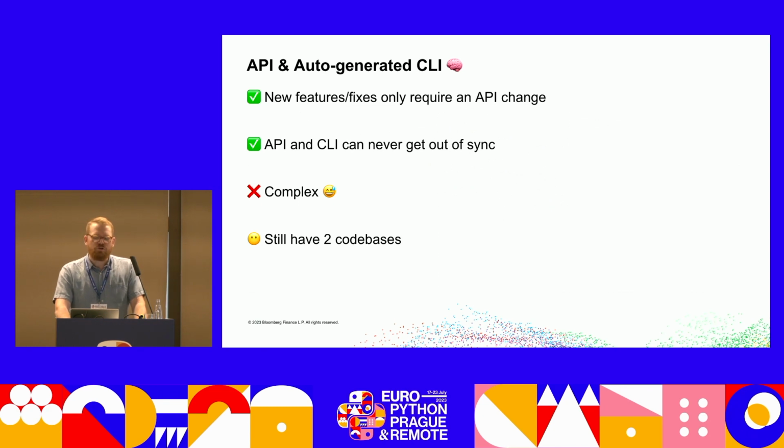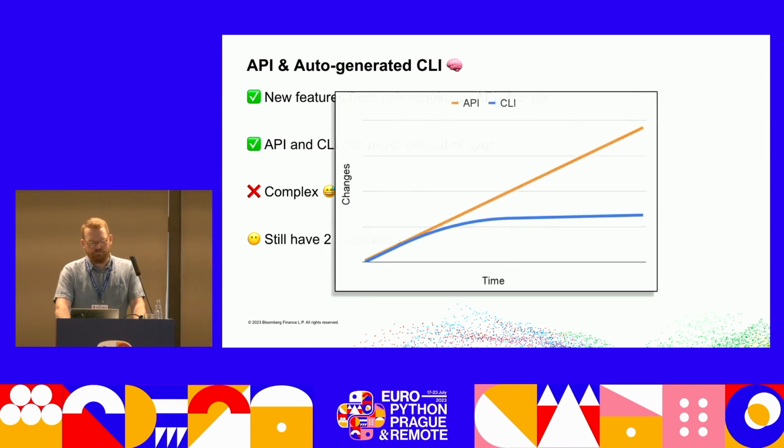So when your CLI is auto-generated, new features and fixes only require an API change. Because of this, the CLI and API can never get out of sync, and you avoid a bunch of the issues we just discussed. However, it's a bit more complex. And it should be noted that with this design, you still have two code bases and need to deploy the API and CLI separately. But the advantage comes from how this scales over time.